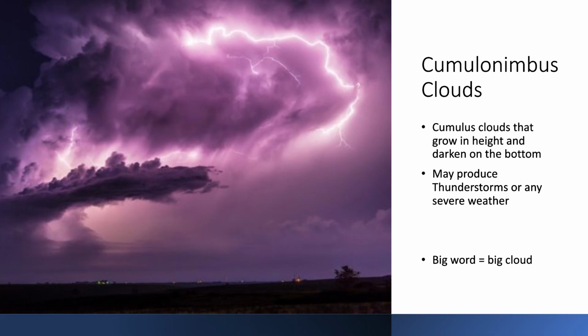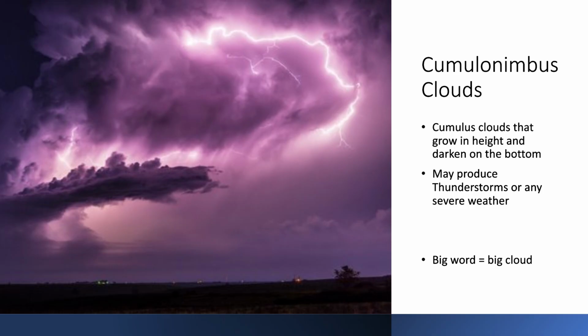Cumulonimbus clouds. Cumulonimbus clouds are cumulus clouds that grow in height and darken on the bottom. So if a cumulus cloud grows in height, becomes bigger and darkens on the bottom, that means it may produce thunderstorms or other severe weather. So big word equals big cloud.